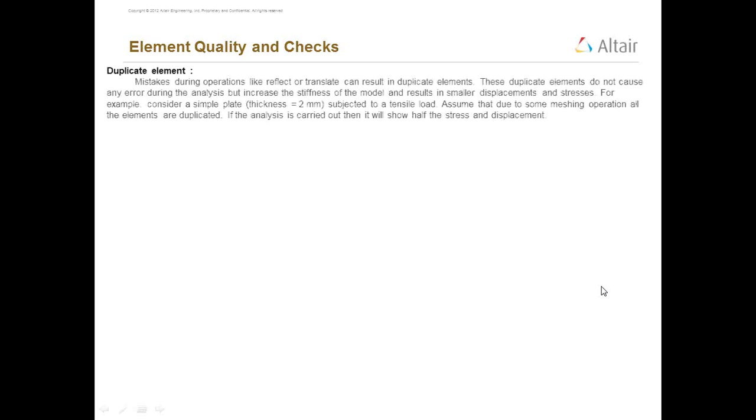Then duplicate element. Mistakes during the operation like reflect or translate can result in duplicate elements. These duplicate elements do not cause any error during the analysis, but increase the stiffness of the model and result in small displacements and stresses. For example, consider a simple plate of thickness 2 mm subjected to a tensile load.